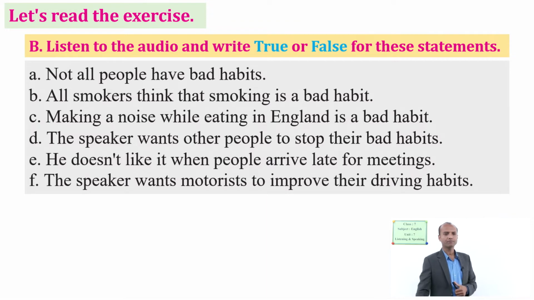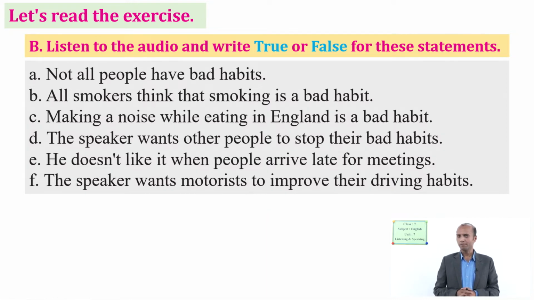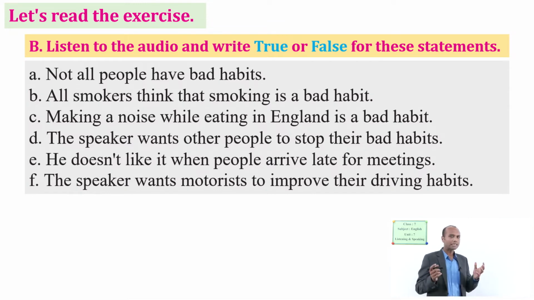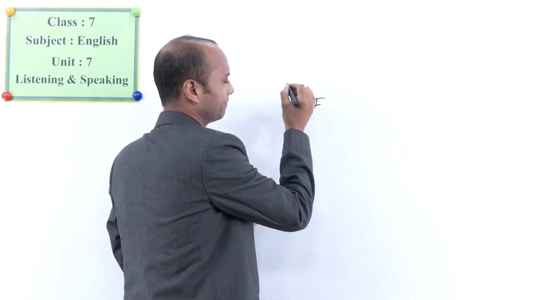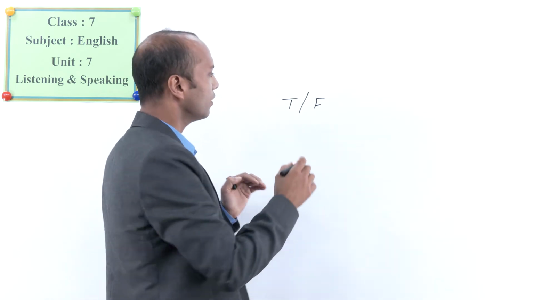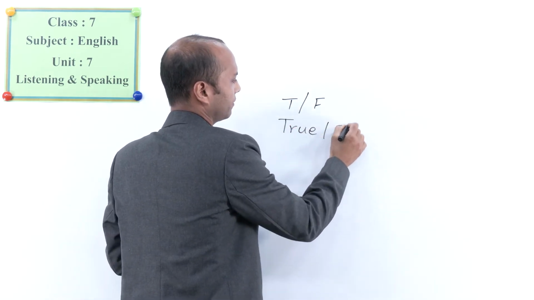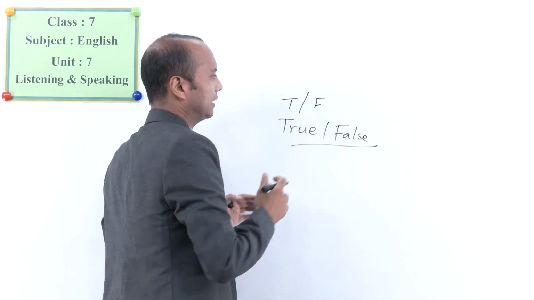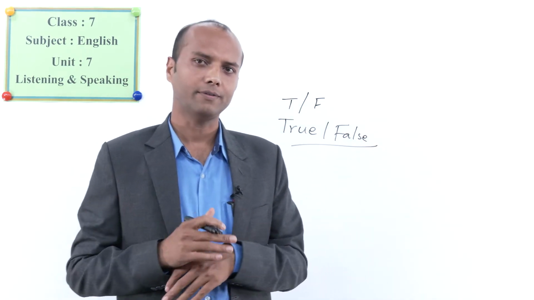Okay, it says, listen to the audio and write true or false for these statements. What are you going to do? Listen to the audio and decide if these sentences, there are 6 sentences altogether, are true or false. While listening, just write either T or F. Later on you can write true or false. Just write T or F whenever you listen to the information.